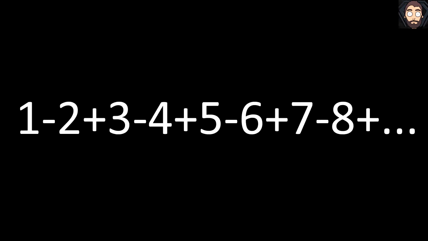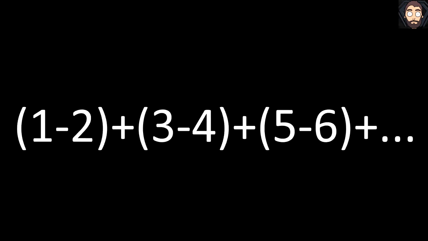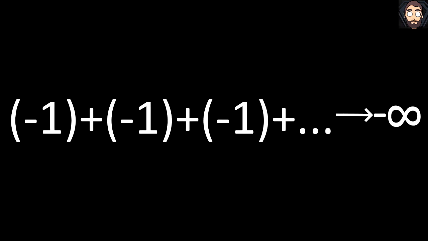Okay, so let's consider another paradox, which is represented as the following equation. 1 minus 2 plus 3 minus 4 plus 5 minus 6 plus 7 minus 8 and so forth. So you can see the pattern that's forming there. And the solution to this seems very logical, right? I mean, if you take the first and the second term and you add them together, that's negative 1. The third and fourth term together, that's negative 1. And you continue like this, you just get infinitely many negative 1 values being added together. So the value of the whole equation should be negative infinity, right?